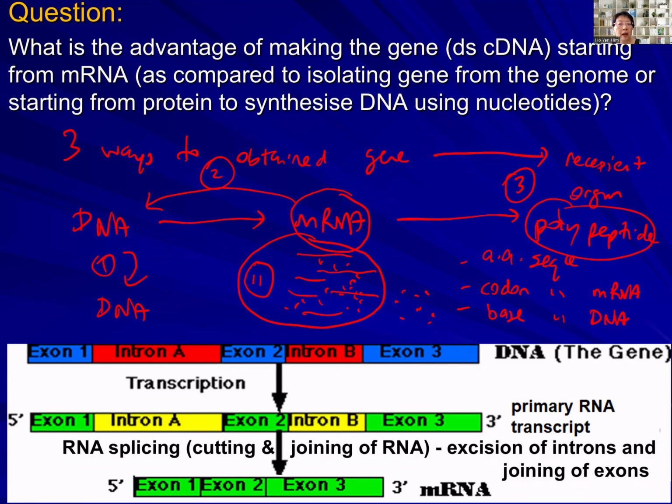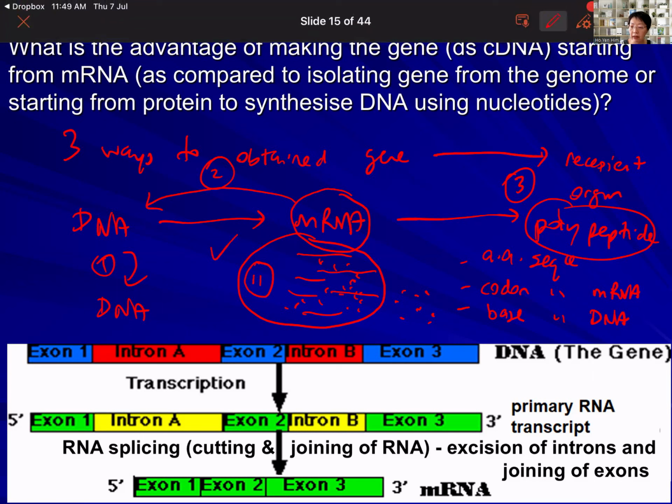Whereas from the insulin, there are many steps involved, because first thing, you need to find out the amino acid sequence first. And after that, you need to find out what is the codon sequence in mRNA. And after that, you need to find out what is the base sequence in DNA. Then only you can put in the information to the DNA synthesizing machine to synthesize DNA. So many steps involved. So this is slower. So the best way is the second way.